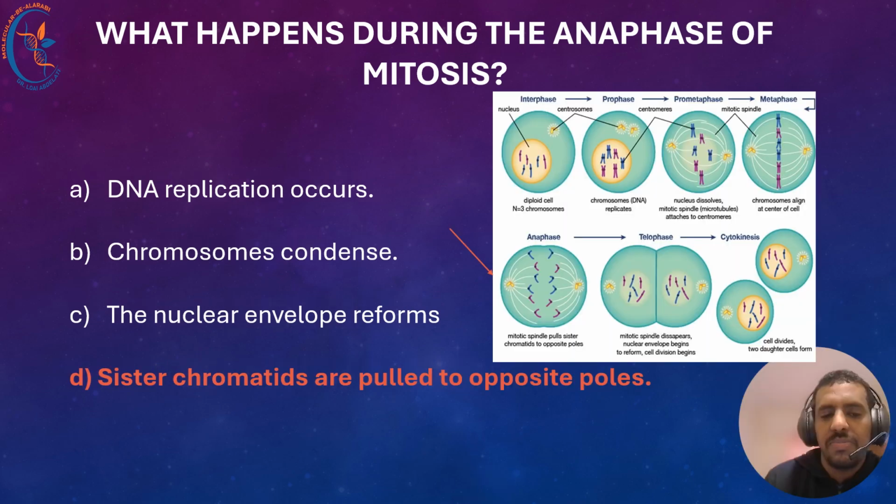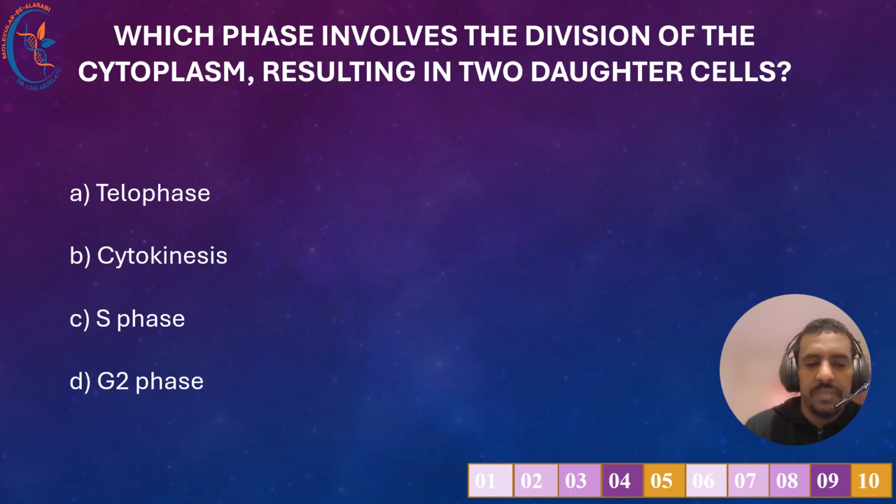All right, let's move. In anaphase, spindle fibers pull sister chromatids apart to opposite ends of the cell to ensure each daughter cell receives an identical set of chromosomes. All right, so the correct answer is sister chromatids are pulled to opposite poles. Okay, let's move on. The next question is, which phase involves the division of the cytoplasm resulting in two daughter cells?